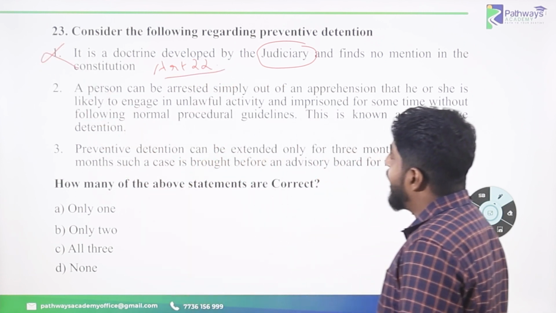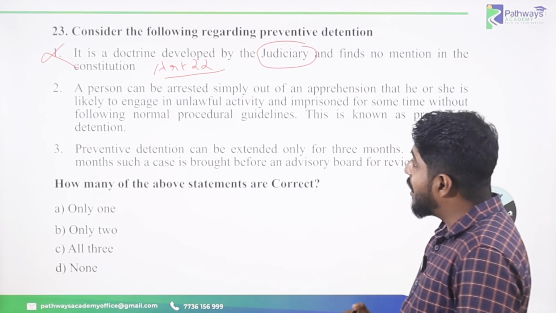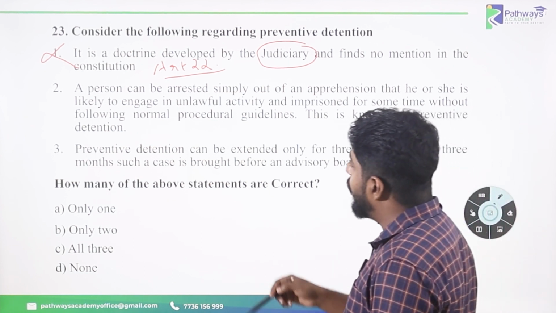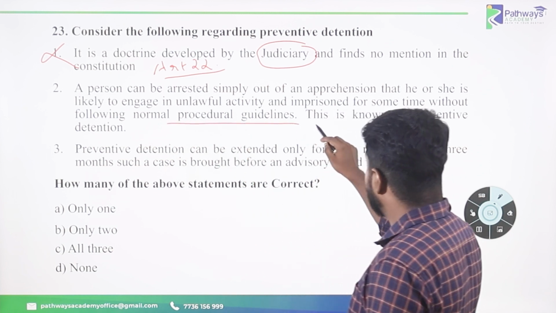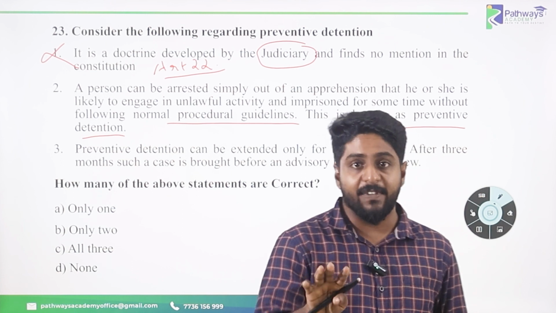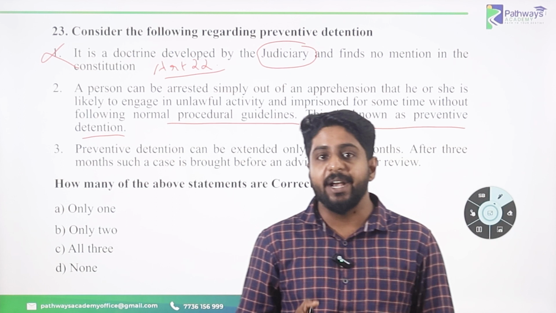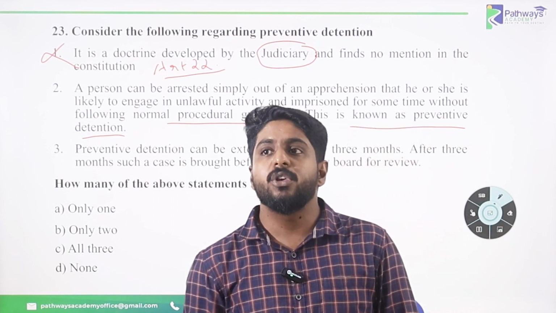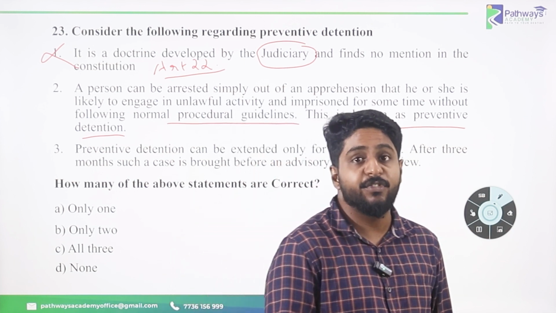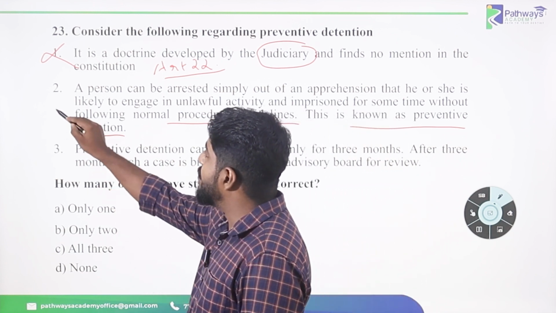A person can be arrested simply out of an apprehension that he or she is likely to engage in unlawful activity and imprisoned for some time without following normal procedural guidelines. This is known as preventive detention. So preventive detention is actually a prevention, prevention from this person committing a crime in future. You may have an apprehension that this person might commit a crime in future if left free, so you are putting that person under detention. Now this is what you mean by preventive detention.